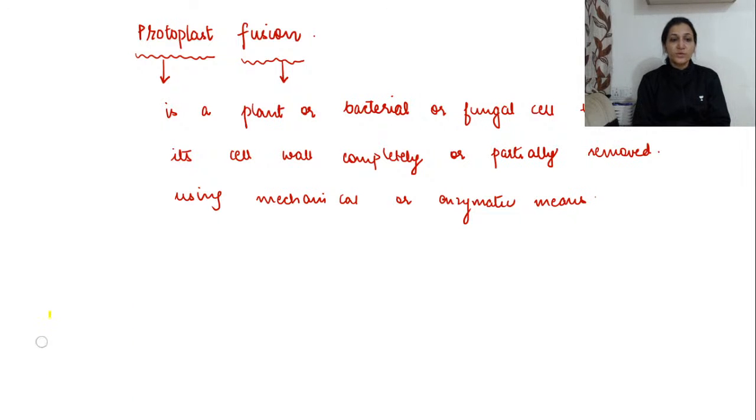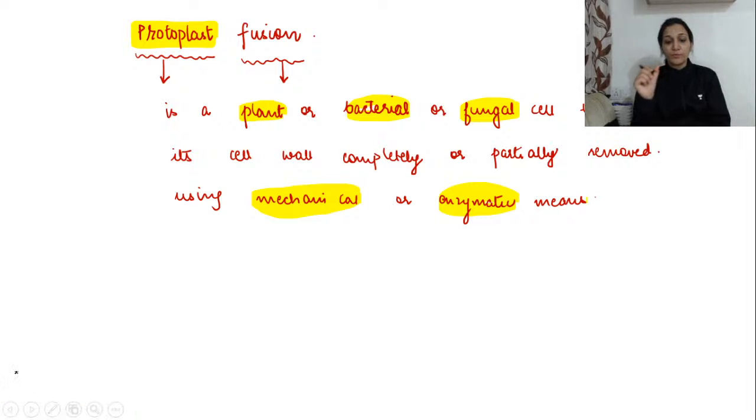So what words are we using here? It can be plant material, bacterial material, or fungal material, because they have a cell wall. If the cell wall of a plant cell, bacterial cell, or fungal cell is removed completely or partially, whether by a gentle mechanical method or an enzymatic method, what we get in the end is a protoplast. So this is the actual definition of protoplast.